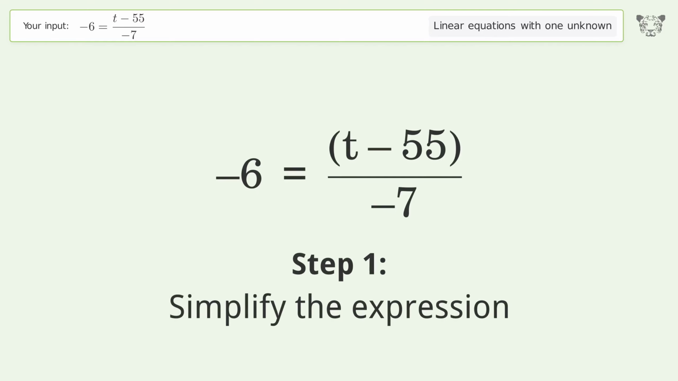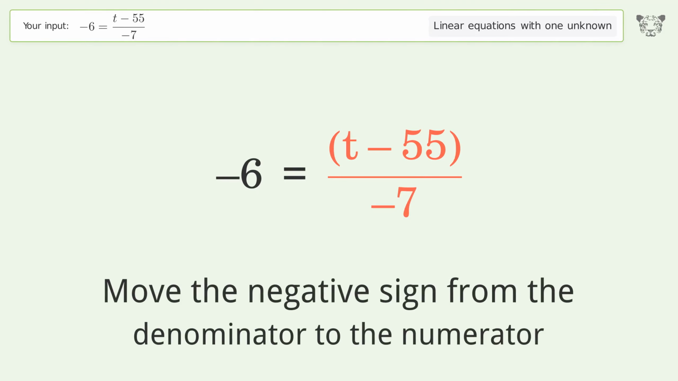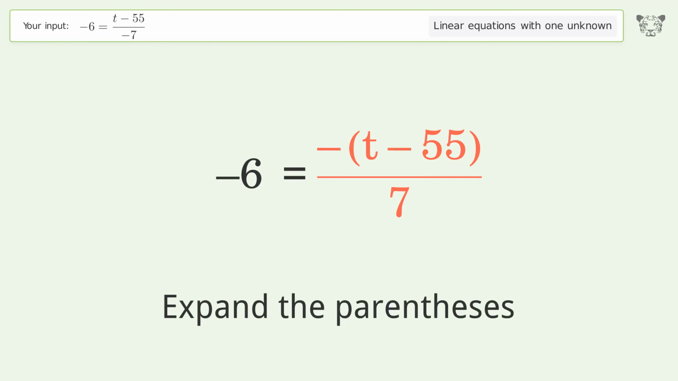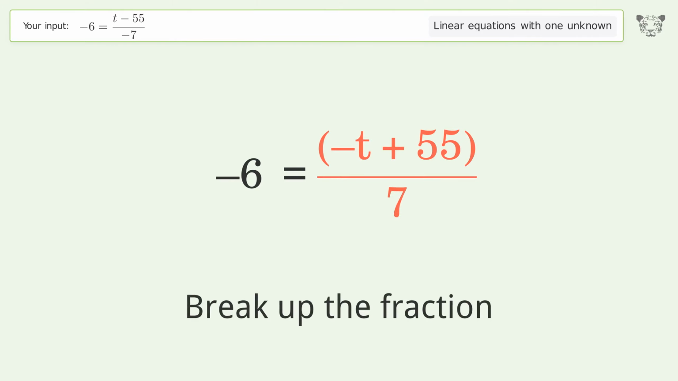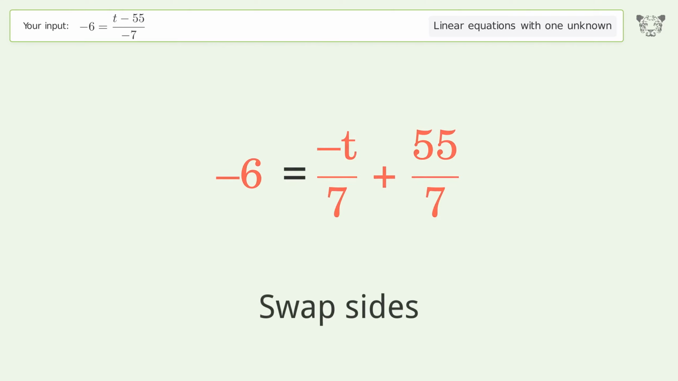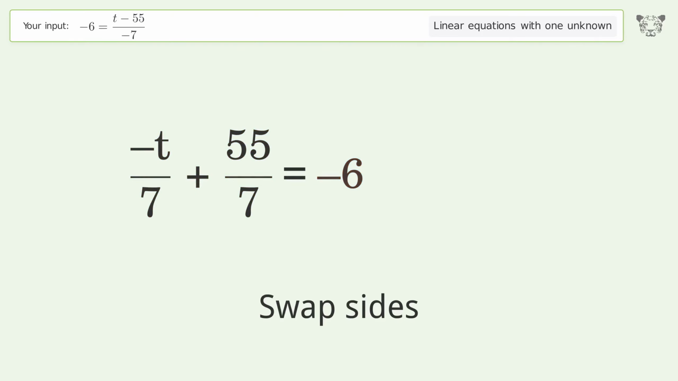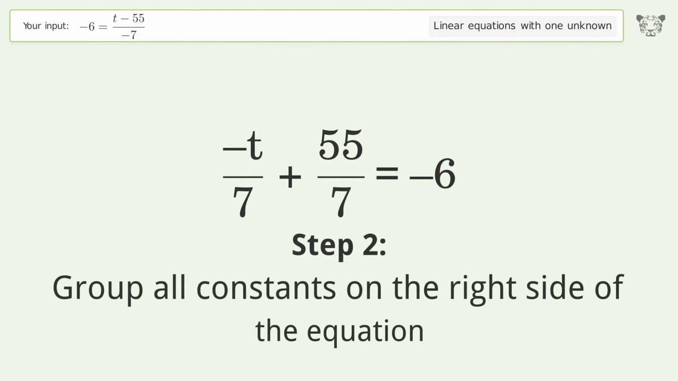Simplify the expression. Move the negative sign from the denominator to the numerator. Expand the parentheses. Break up the fraction. Swap sides. Group all constants on the right side of the equation.